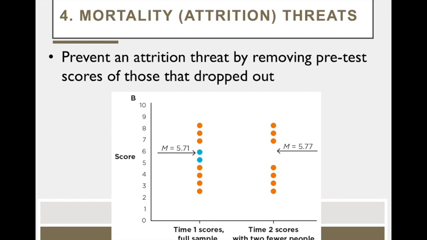This is a significant problem in longitudinal studies, right? When you're tracking people over a long period of time, they move, they go on to other jobs, they are not in the area anymore, they change their phone number, or they just don't want to participate anymore. So these are a significant source of threats to internal validity.